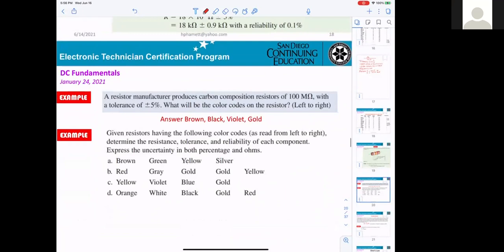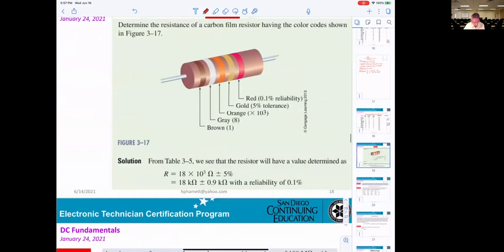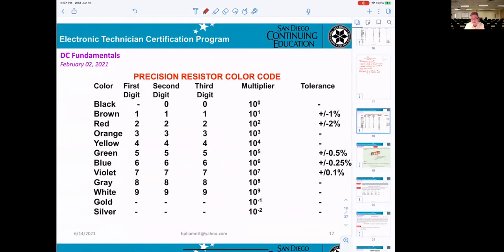Hey, Mr. Pham, the tolerance doesn't apply to precision resistors, correct? A precision resistor is just more accurate than the other one, but the way of doing the calculation will be the same. So precision resistors have a tolerance as well. Yes, but they have a more accurate tolerance. If you buy a normal resistor you pay 5 cents, for precision you pay 25 cents.